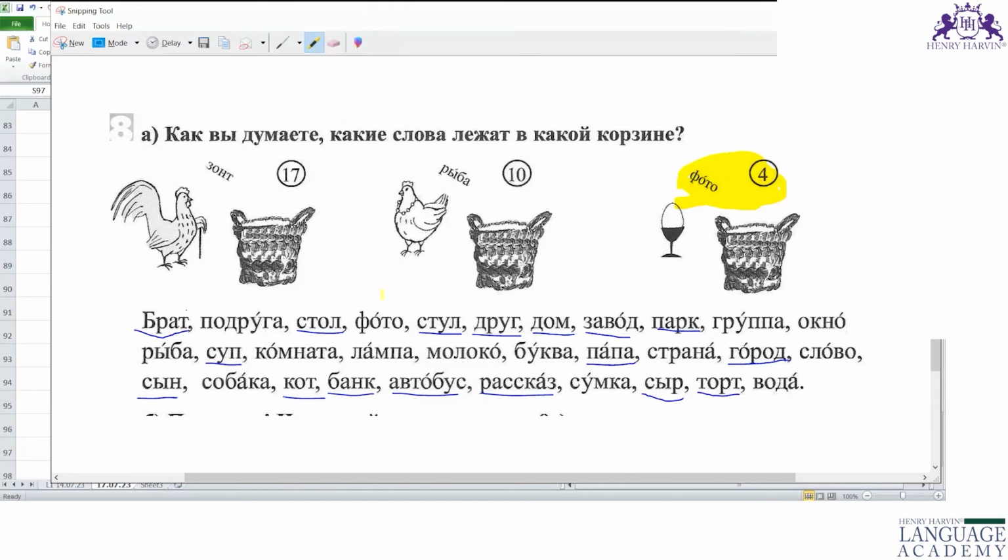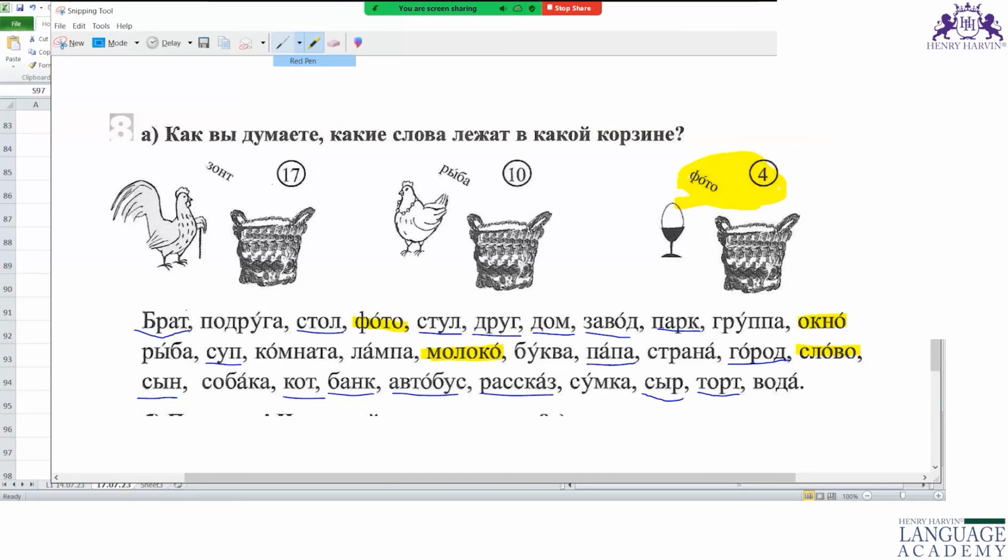Okno. Yes, you said окно with letter O. Moloko. Молоко, yes, letter O. Slovo. Sorry. Слово, word. Okay, you missed one more in the first line. Photo, yes. These are the only neuter words here.